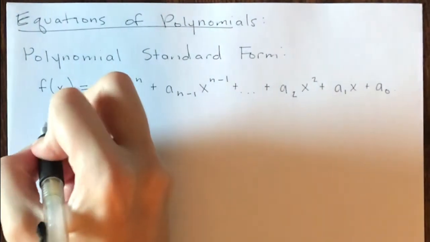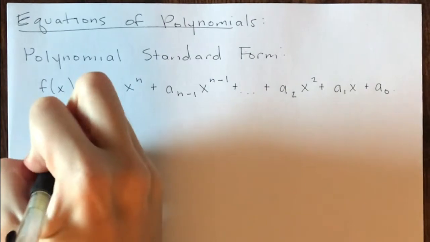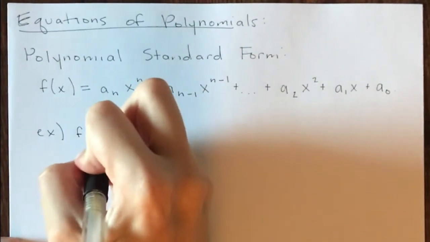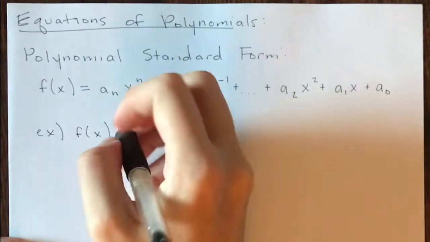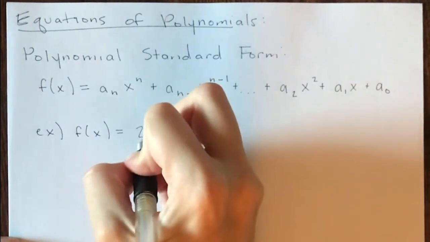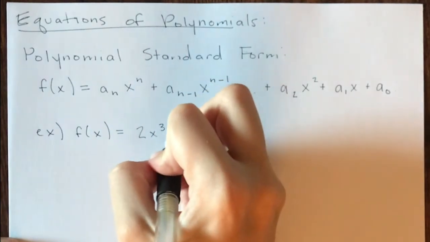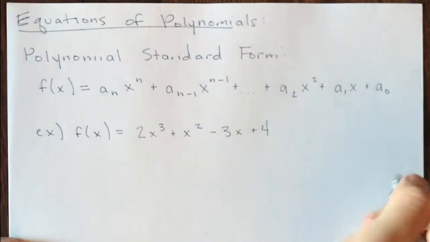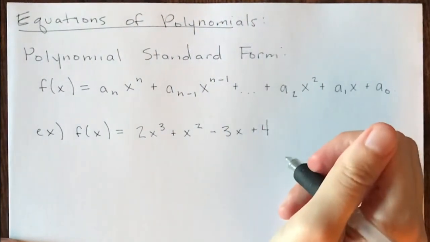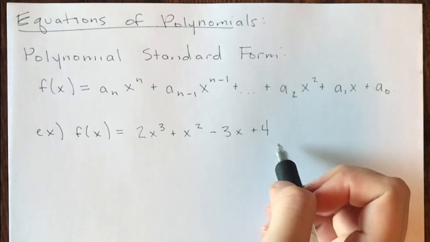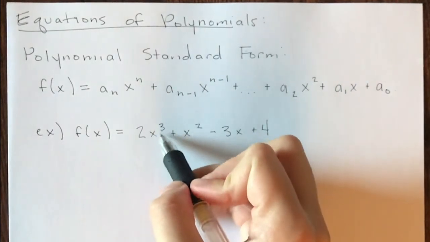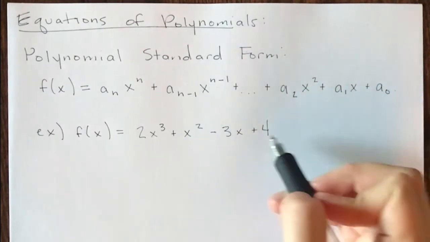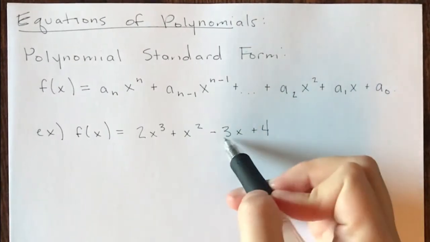So a couple of examples of a polynomial. I'm going to leave a little bit of space so we have some room here. F of x equals 2x cubed plus x squared minus 3x plus 4. This is a pretty normal polynomial. We've got 4 terms. So n is 3 here, right? A sub 0, the constant term, is 4.